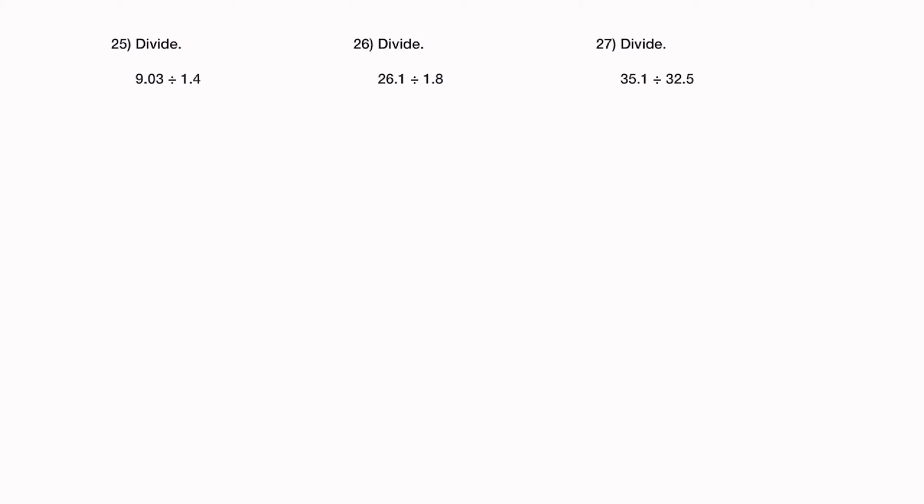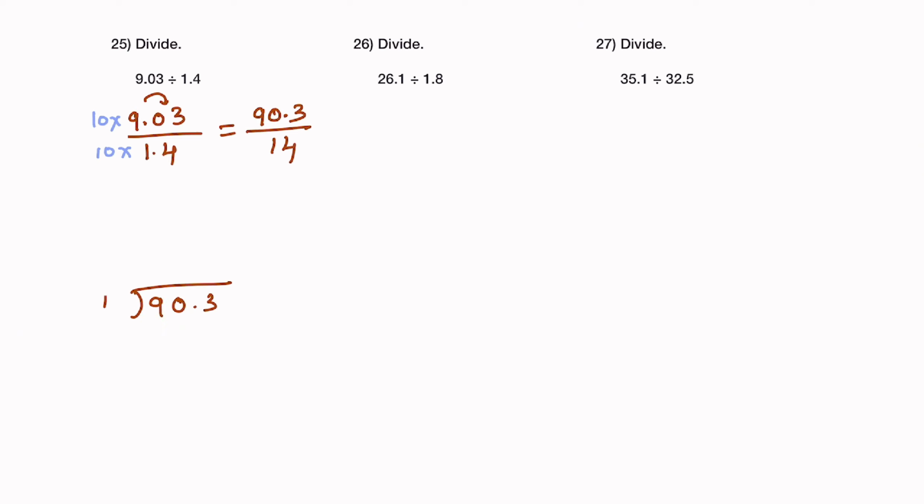We will try the same thing here now. So 9.03 divided by 1.4. We will do only times 10. Okay, so it means we have 90.3 upon 14, right? Because we did times 10. So the decimal shifts to the right by only 1 position. So let's do the division here. 90.3 divided by 14.